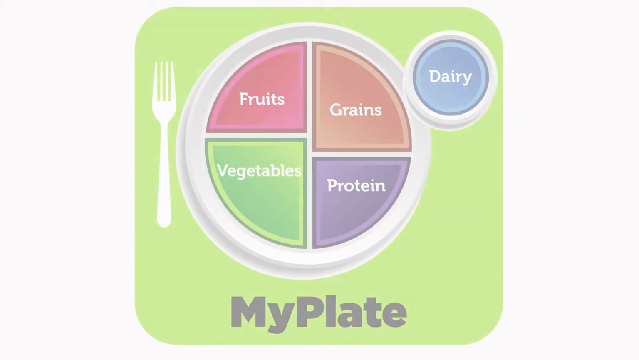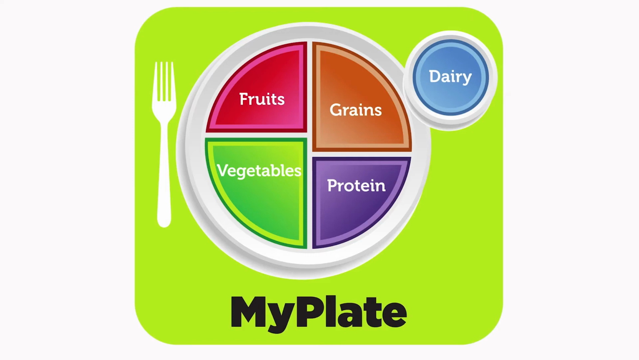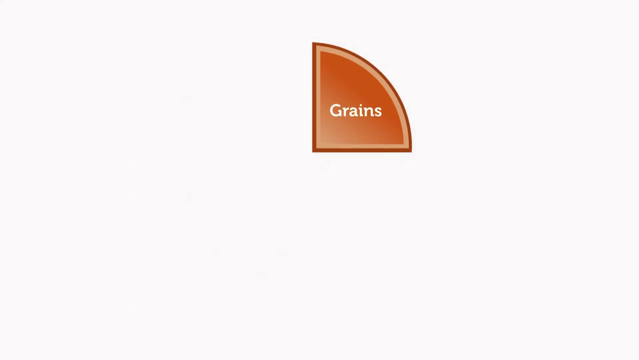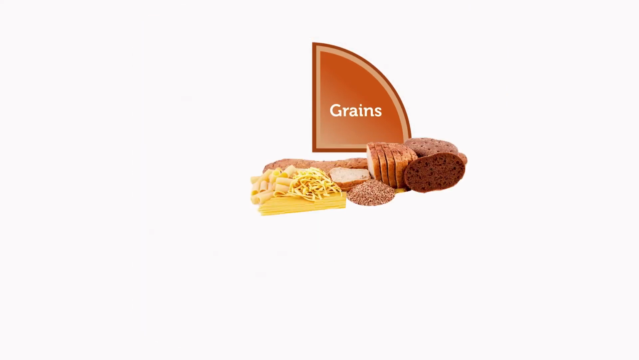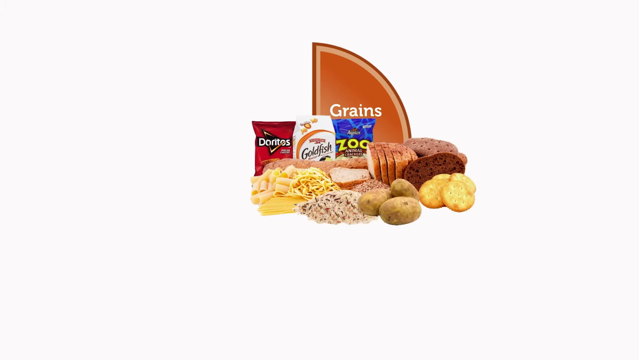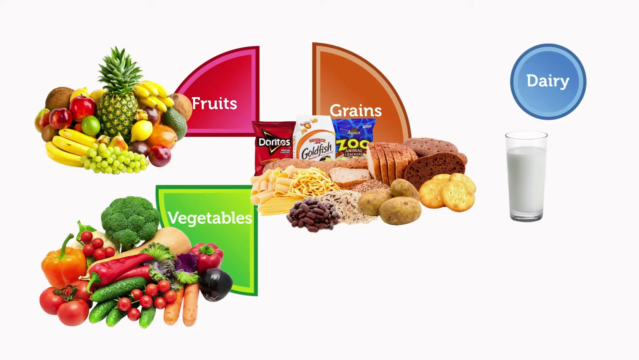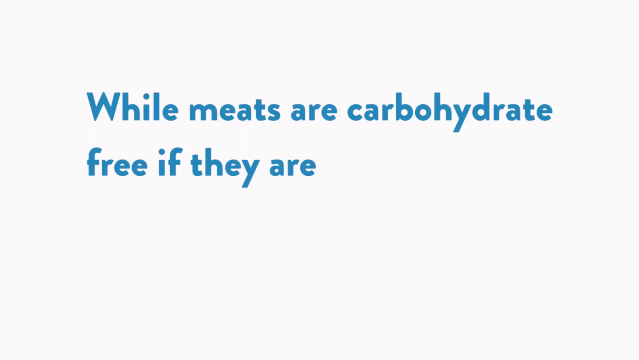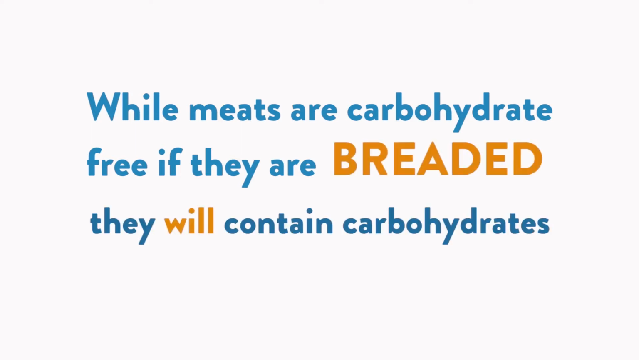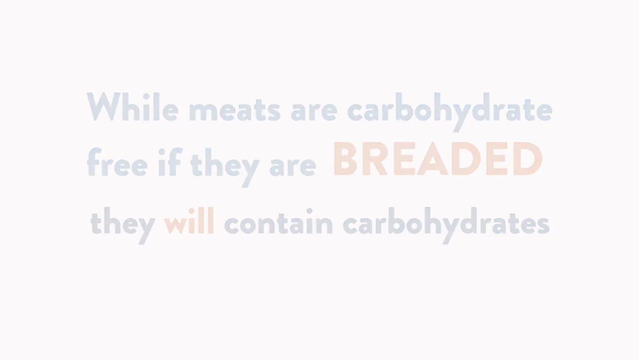If you remember from earlier in the video, foods that contain carbohydrate include starchy foods like breads, pasta, crackers, rice, potatoes, beans, fruits, vegetables, milk, and yogurt. Also, while meats are carbohydrate-free, if they are breaded, they will contain carbohydrates. Remember, if you're ever unsure about whether or not a food contains carbohydrates, look it up. It's always better to be safe than sorry.